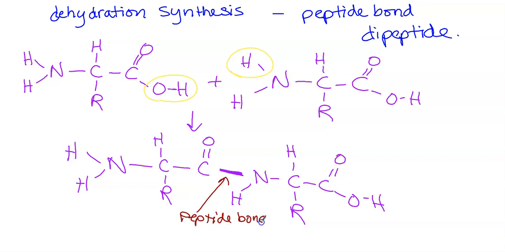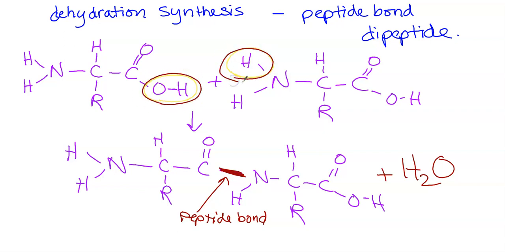And the other thing that I'm missing is a water molecule. So every time you form that peptide bond, a water molecule gets released because of the OH right here and the hydrogen that have to come off to be able to form that bond. Those are going to come off and form this water molecule. Okay? So that's our example of dehydration synthesis of two amino acids.